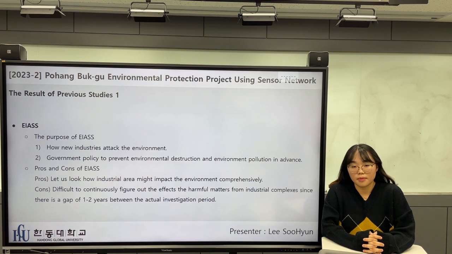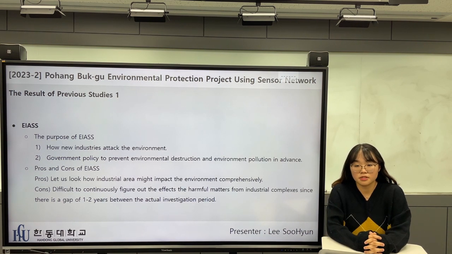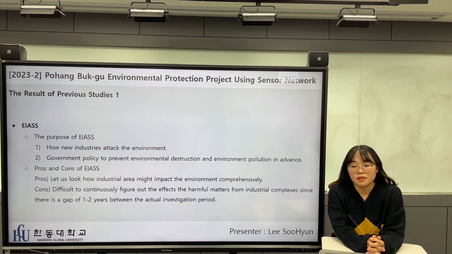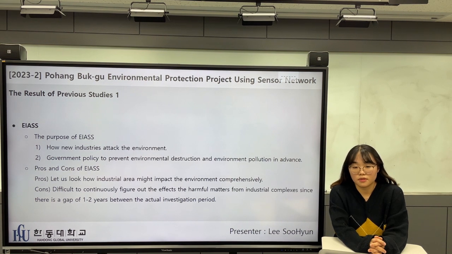But here's a tricky part. We are not always keeping an eye on how the bad stuff from these areas affects nearby facilities, since there is no continuous monitoring system. In addition, there is a gap of 1 to 2 years between the actual investigation period of the post-environmental survey and the publication period of the report. Therefore, it is difficult to continuously figure out the effects of harmful matters from the industrial complexes.